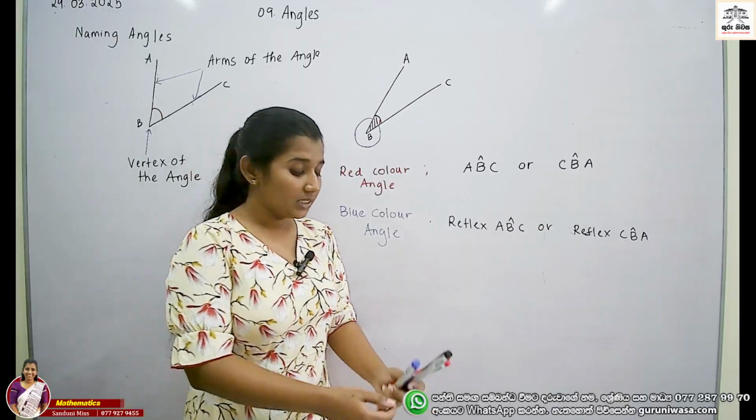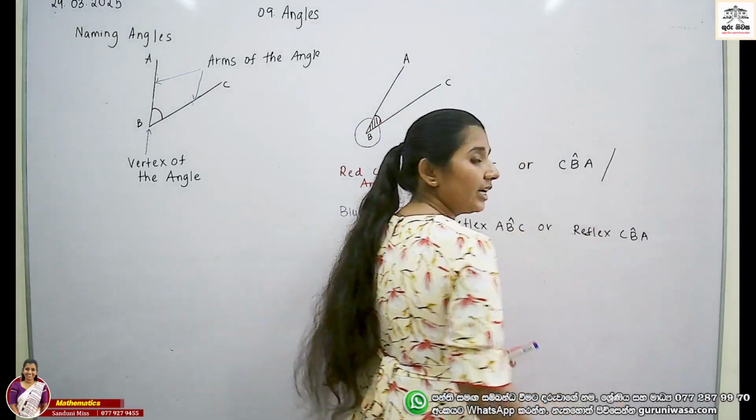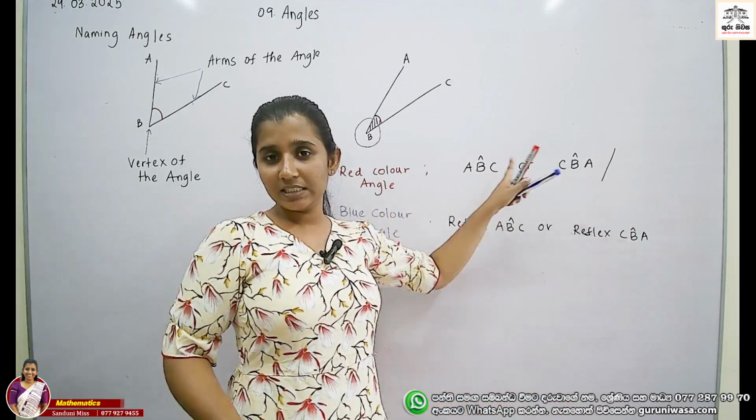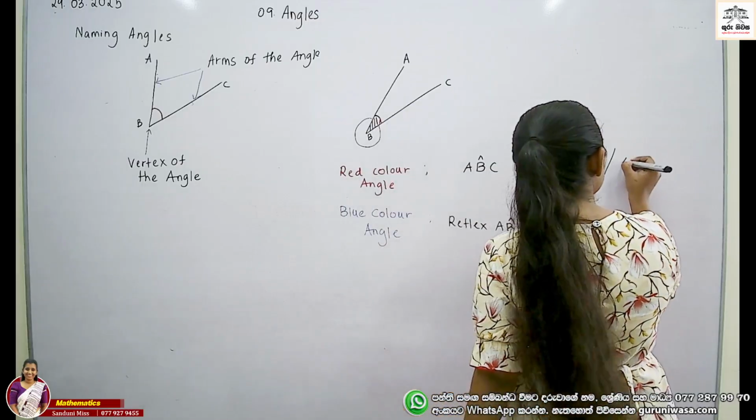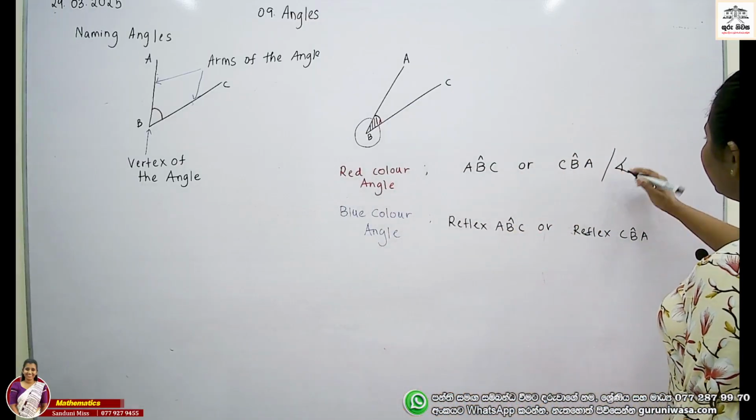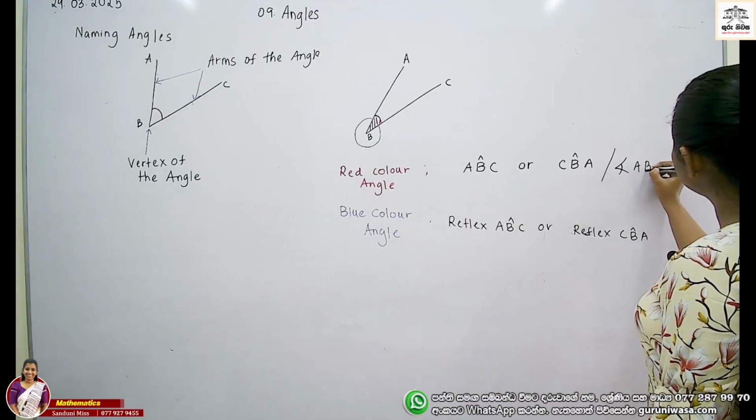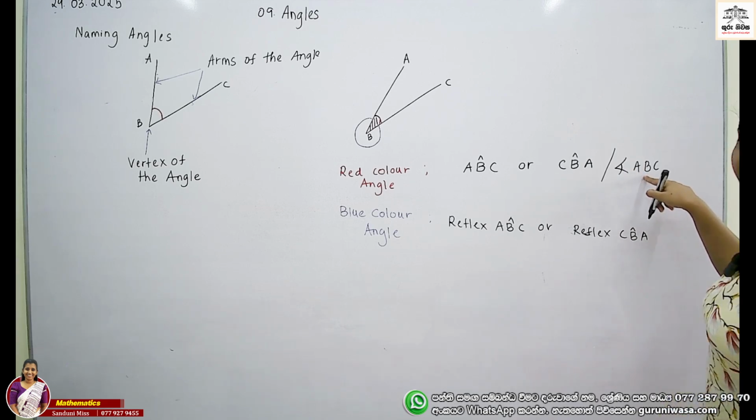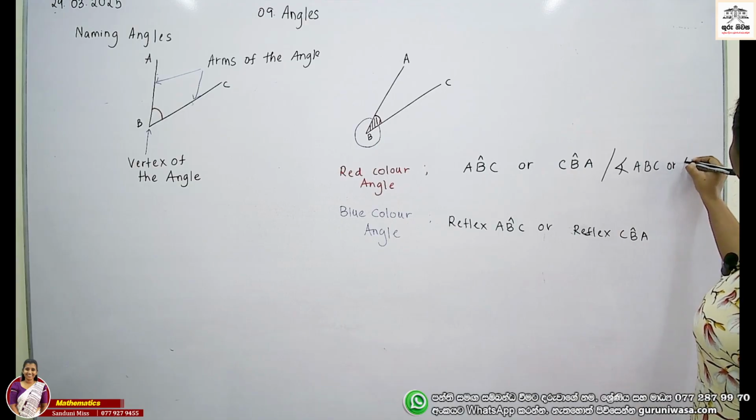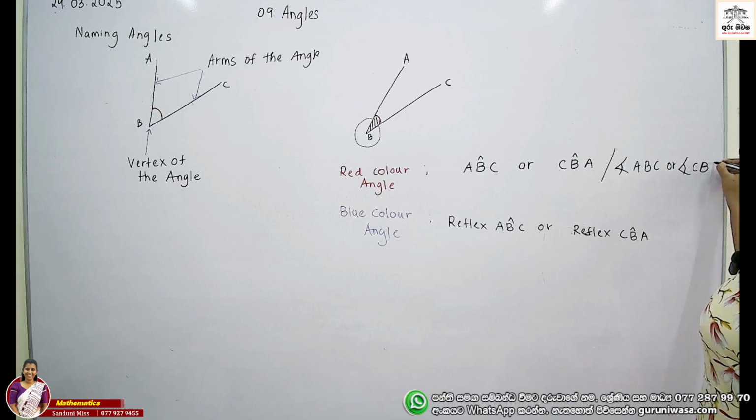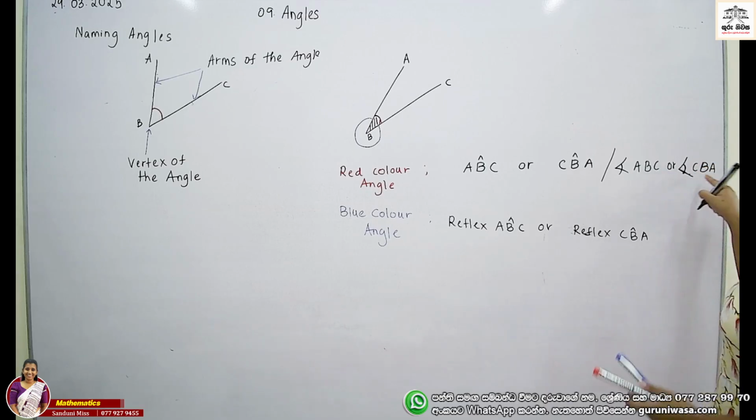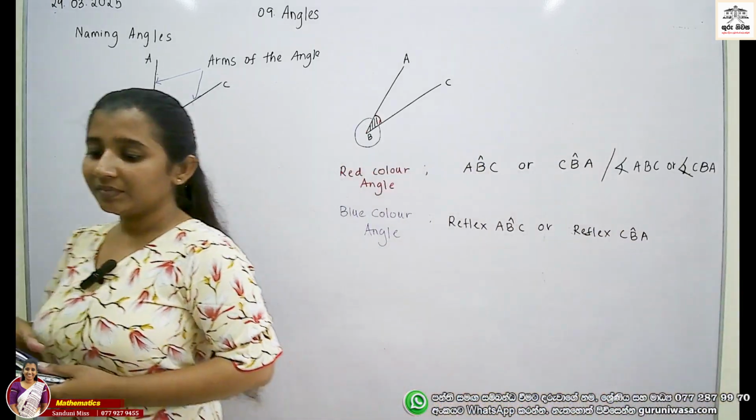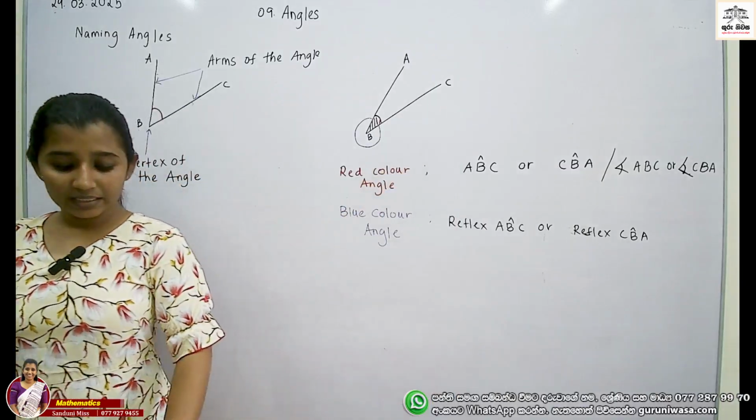Or, somewhere you can find this standard way. They will mark the angle and write ABC. So this is also angle ABC, which means the angle is at B. Same thing, angle CBA means the angle is at B. Right? Okay, so note down the naming.